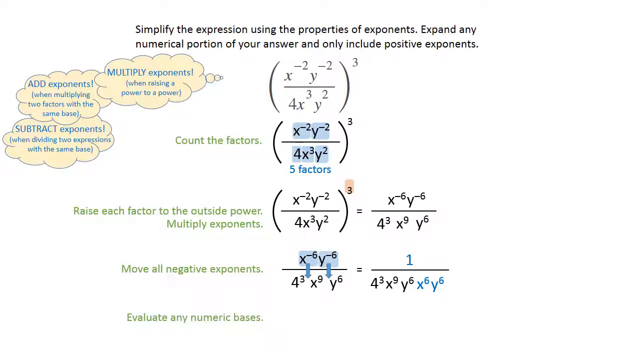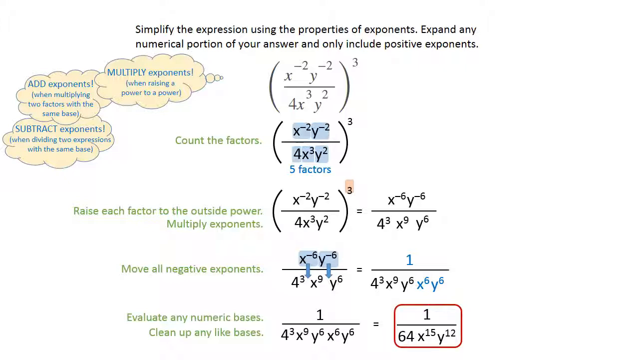Next thing we're going to do is evaluate any numeric bases and clean up any like bases. So let's look at the expression that we wrote. Go ahead and draw your dividing line, put your 1 up top. 4 to the 3rd evaluated is 64. You have two x factors, one with a 9 and a 6. 9 plus 6 is 15. And you have two y factors. Both of those have 6. 6 plus 6 is 12. So your final simplified expression is 1 over 64 x to the 15th, y to the 12th.